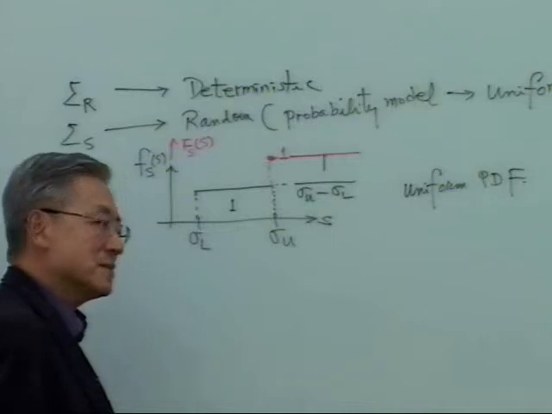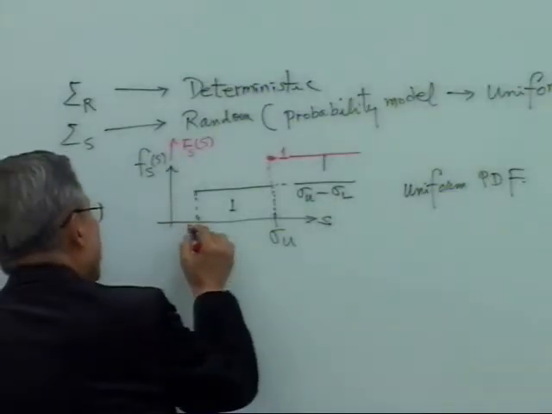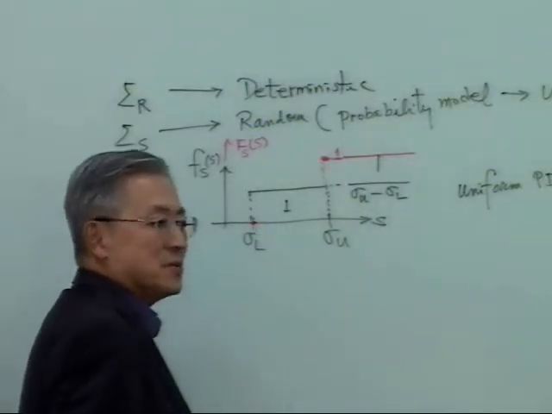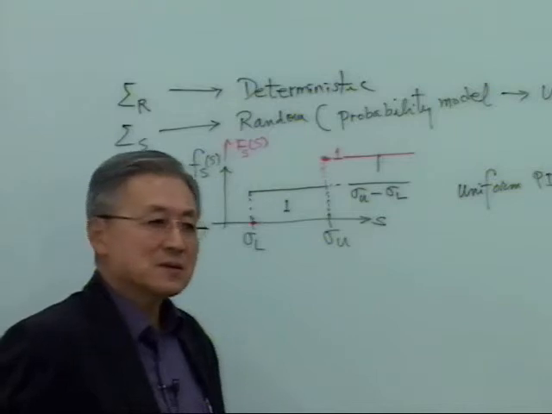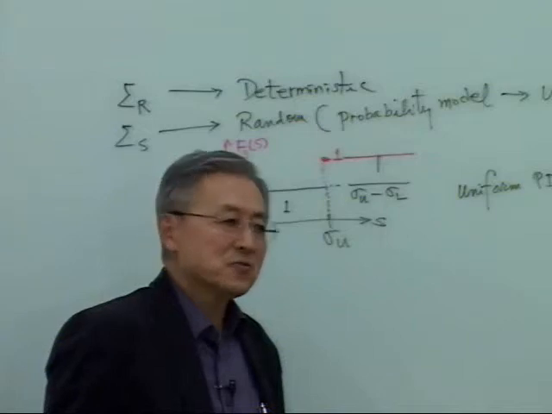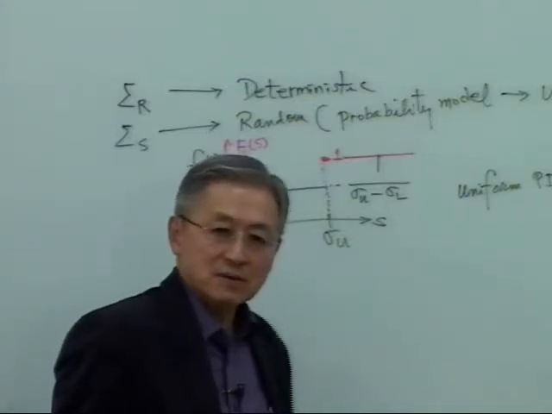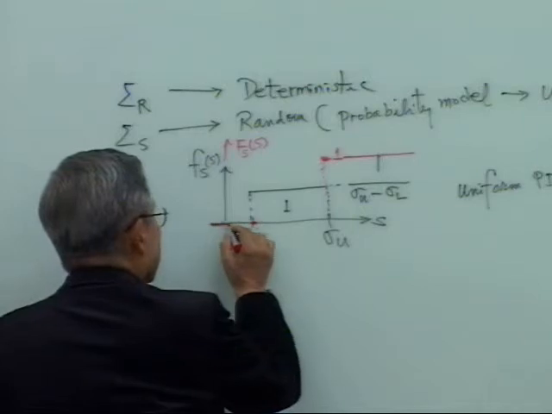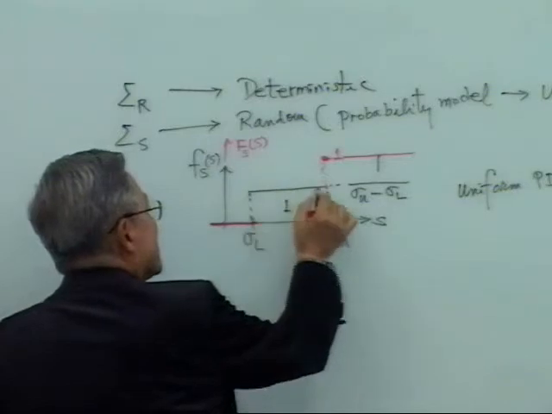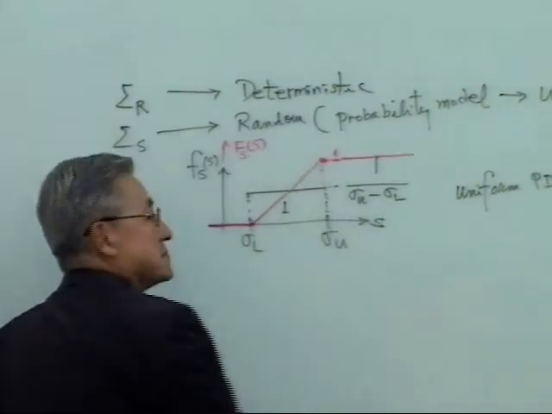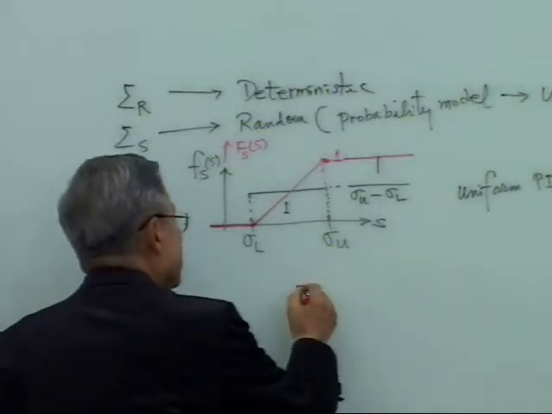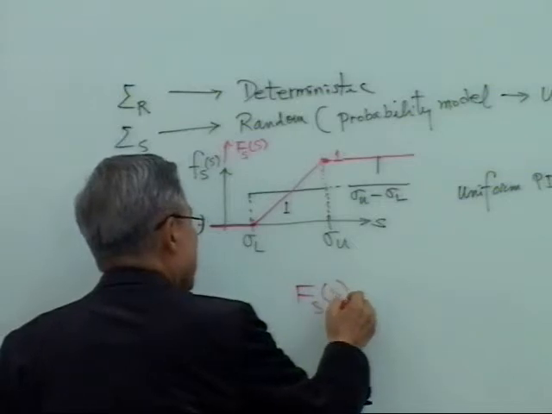That should be it. And when stress is lower than sigma L, what's the cumulative distribution function value? 0. So it's a 0. All the way 0. Then after that is a uniform. It should be straight up, right? Straight up. Then what would it be? Simply FS model.